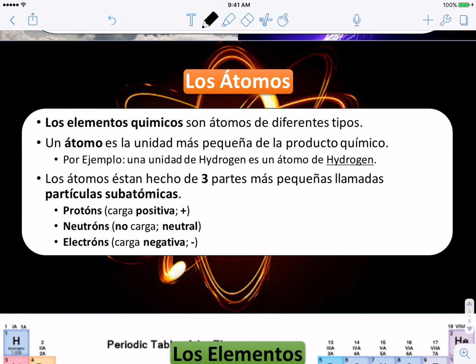Los elementos químicos son átomos de diferentes tipos. Un átomo es la unidad más pequeña del producto químico. Por ejemplo, una unidad de hydrogen es un átomo de hydrogen. So an atom is the smallest unit of a chemical element. So if you see something like hydrogen or H, the smallest unit or the smallest part of H equals an atom.